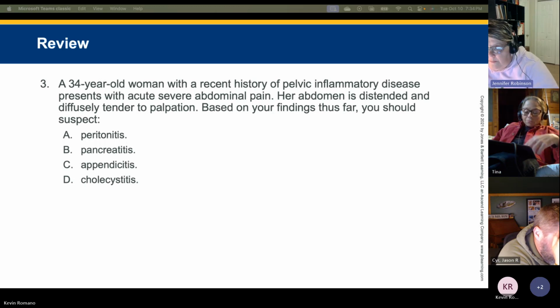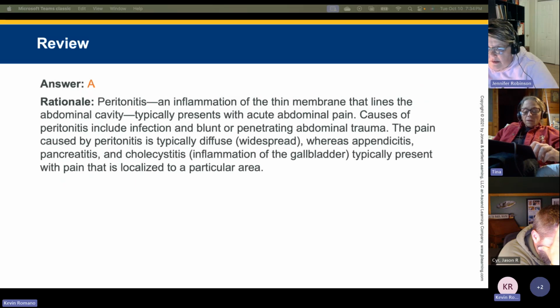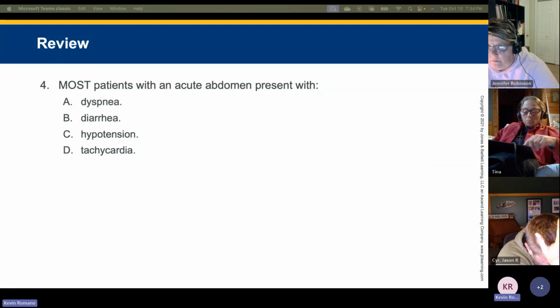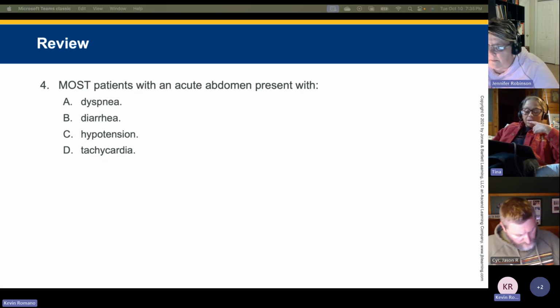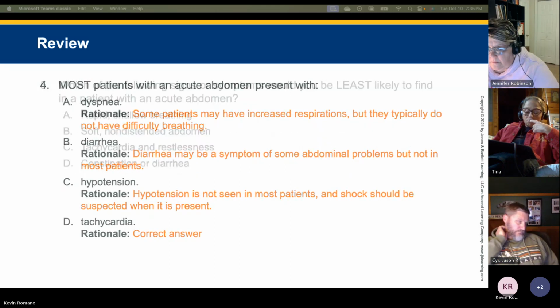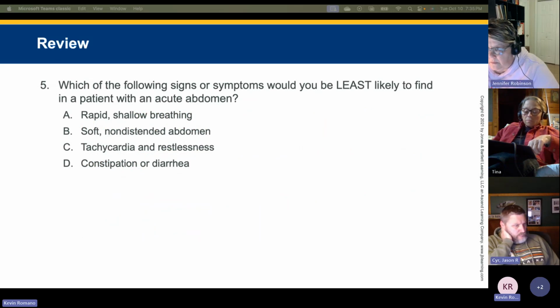I'm going to go with C, appendicitis. I'm going to say A. Pelvic inflammatory disease, most commonly caused by a sexually transmitted disease, by the way, like gonorrhea. I'm going to go with A. A it is, peritonitis. Most patients with an acute abdomen present with what? C. D. Good, because of the pain. Pain, yes. Which of the following signs or symptoms would you be least likely to find in a patient with acute abdomen? Keyword least. B. Least likely, B.